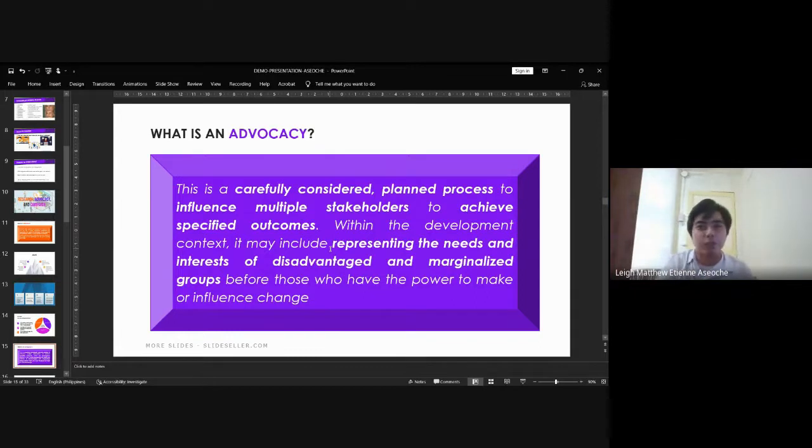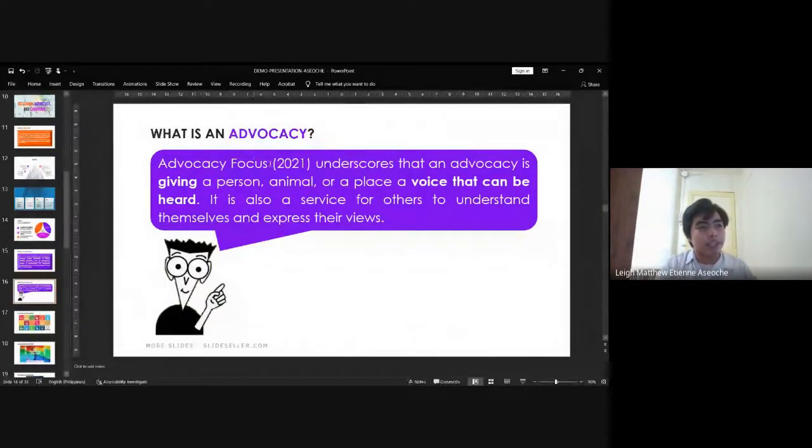It's giving a voice to people who cannot speak or things who cannot speak. In fact, according to Advocacy Focus, an advocacy can be for a person, an animal, or a place. Okay, it doesn't have to be necessarily a person because animals and places are also things that cannot voice out their opinions. So it's giving a voice to these things that cannot speak for themselves. Okay? So that's advocacy in a nutshell.